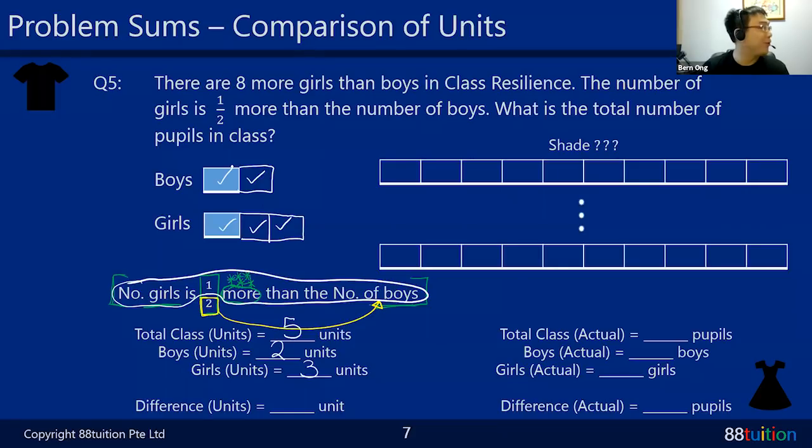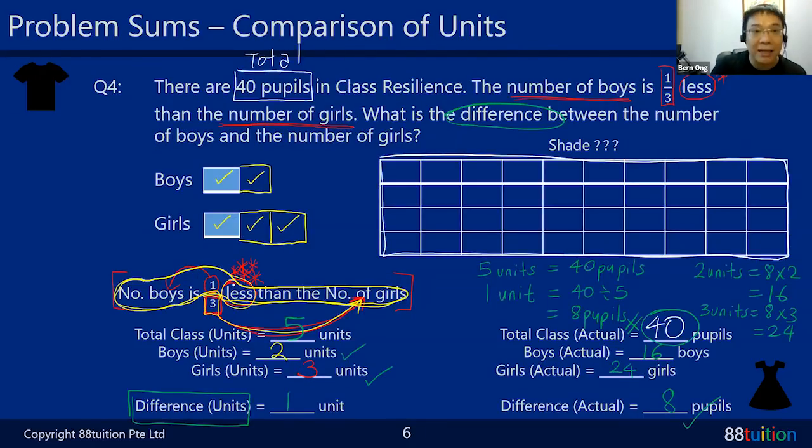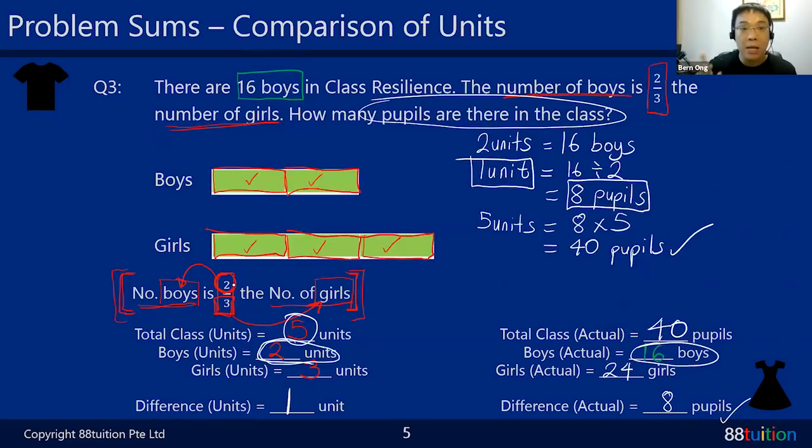So you have to be a little bit careful in this situation where the more or less comes after the fraction. You see here? This is the word more comes after the half. Look at question 4. The word less comes after the 1/3. Question 4 and 5, they are somewhat the same. One is more, one is less. It's different from question number 3.